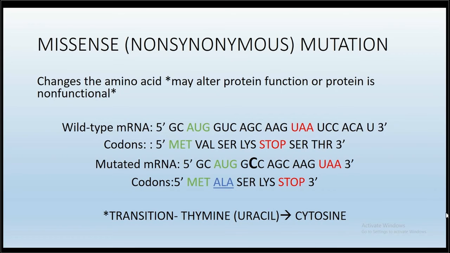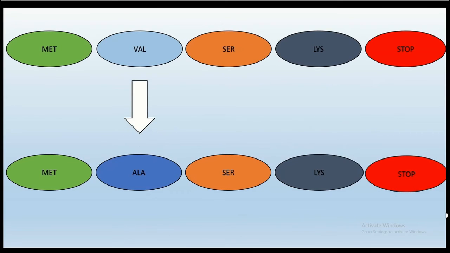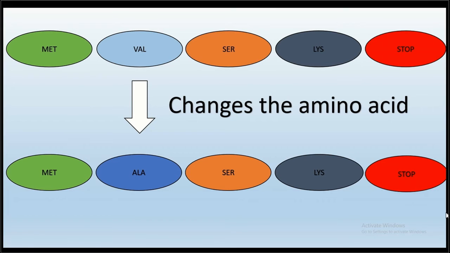So a missense mutation is a change in the amino acid that may alter the protein function, or our protein is non-functional. So here are the wild type mRNA and the codons, and then the mutated RNA. So I took what would be valine and changed it to alanine. This would be a transition because the thymine, or the uracil in this case, would be changed to cytosine. So you can see that with this, the valine, we changed the amino acid to alanine.